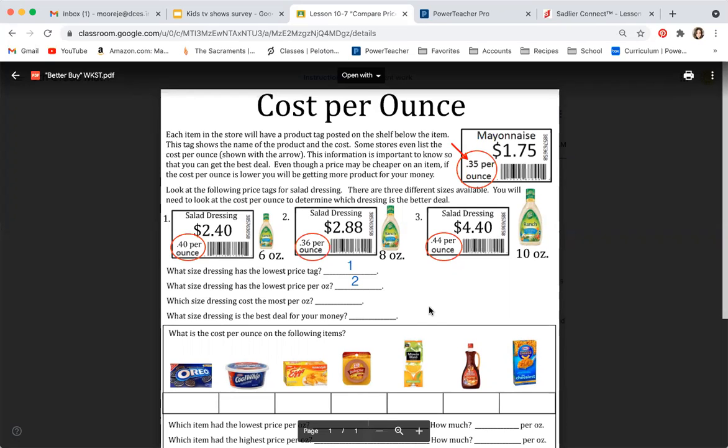Does that make sense? So that's something to keep in mind as the consumer when you're investigating the cost of items versus the value of items. Look at the next question. What size dressing costs the most per ounce? What do you think? Now 3. Now that might surprise you.